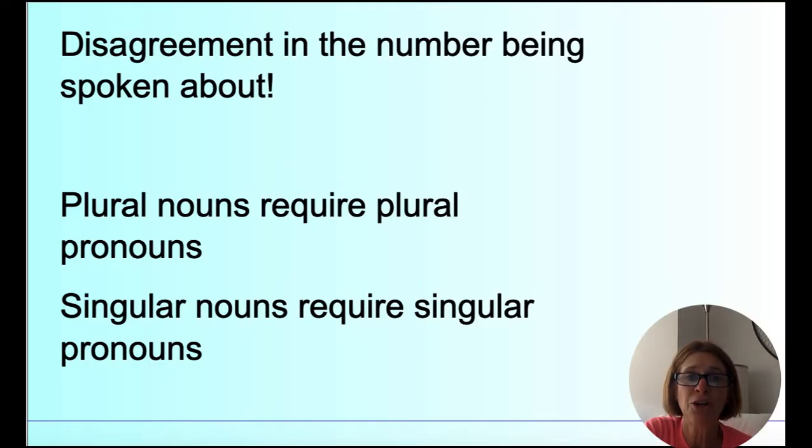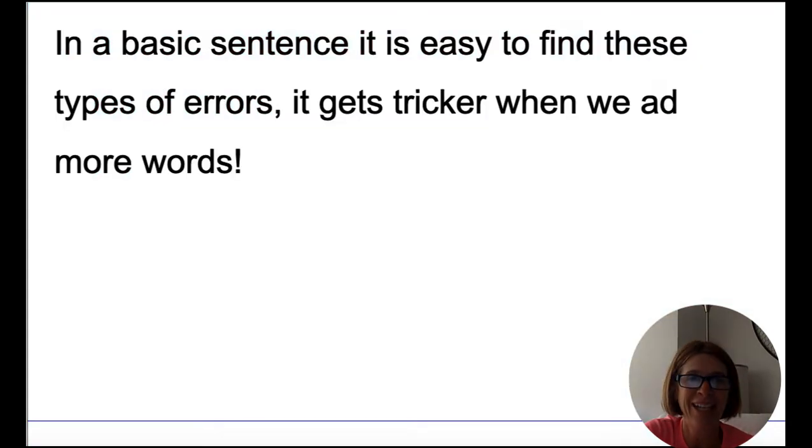We've got to be really careful about disagreement and the number being spoken about. Plural nouns require plural pronouns, singular nouns require singular pronouns. So we always want to make sure that we have an agreement in number. So look for the disagreement in number, okay? In a basic sentence, it's easy to find these types of errors. It gets trickier when we add more words.